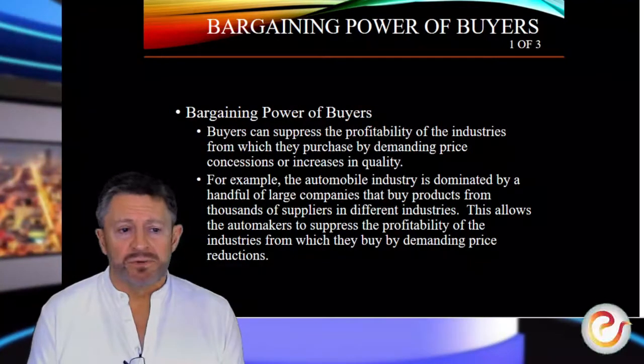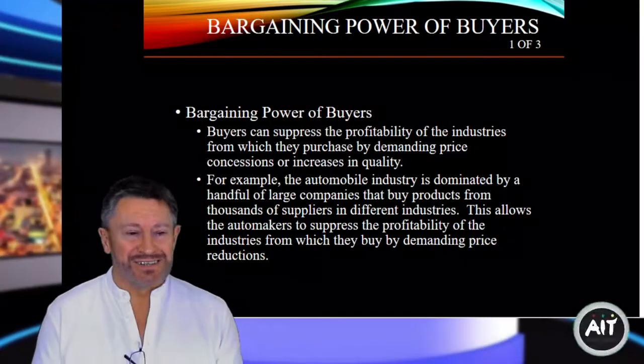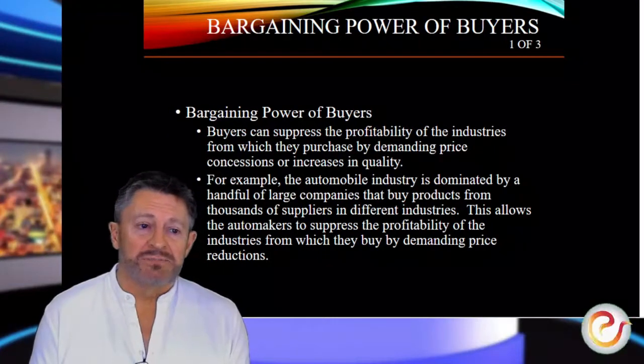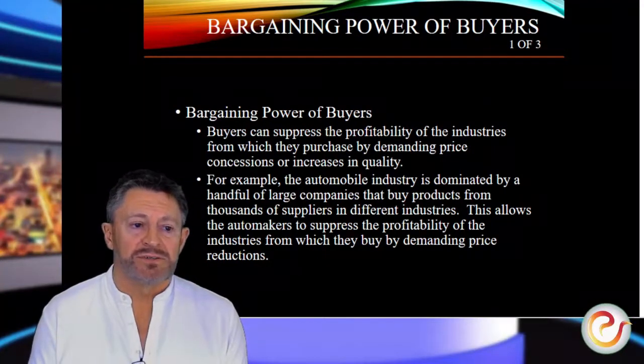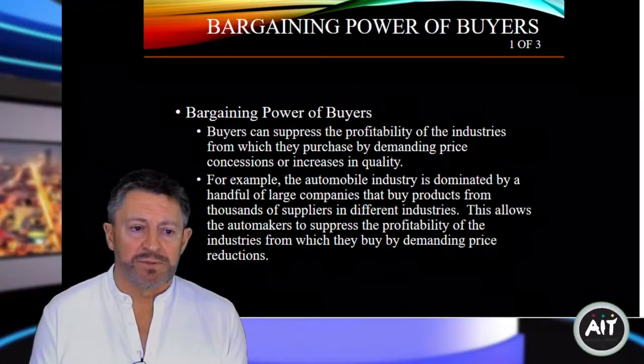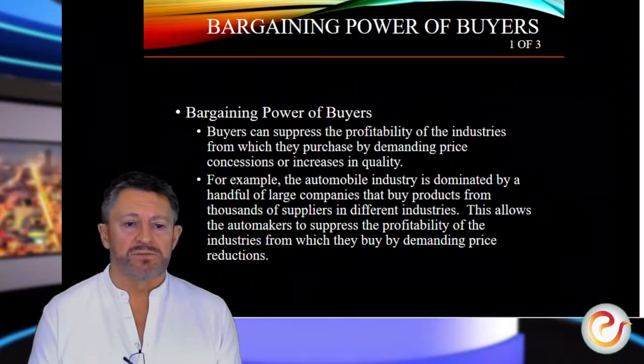So, for example, the automobile industry is dominated by a handful of large companies that buy products from thousands of suppliers in different industries. This allows the automakers to suppress the profitability of industries from which they buy by demanding price reductions.